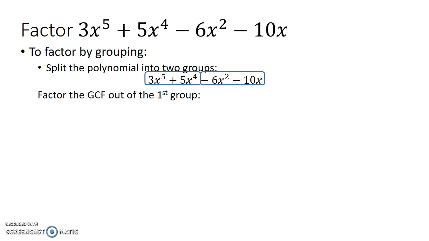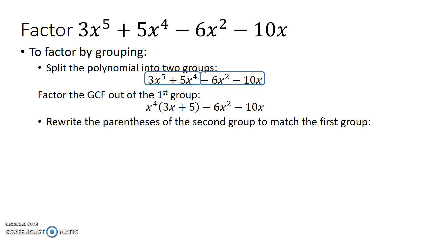Once again, factor the GCF out of the first group. In this case, there's no number that goes into both 3 and 5, so my greatest common factor in my first group is x to the fourth, and I'm left with 3x plus 5. Again, I made a decision, so I'm going to check. x to the fourth times 3x is 3x to the fifth. x to the fourth times 5 is 5x to the fourth, so I'm good. My polynomial is equivalent to the original polynomial.